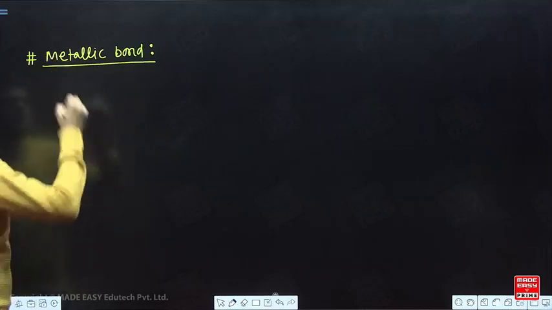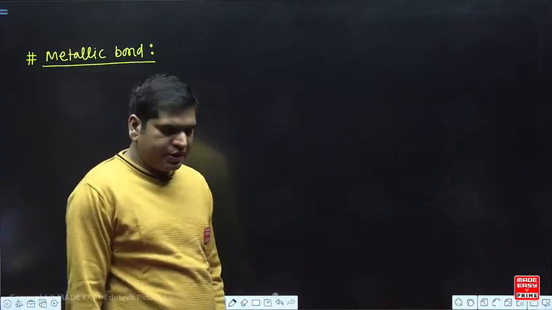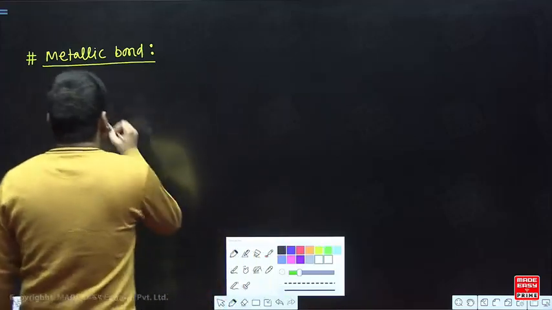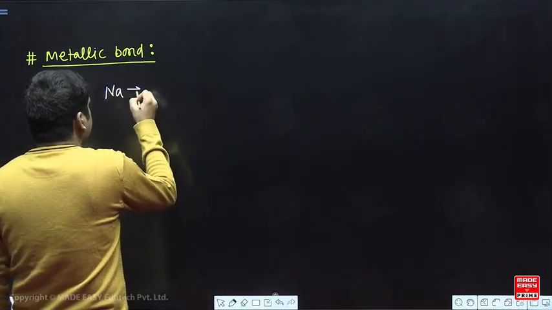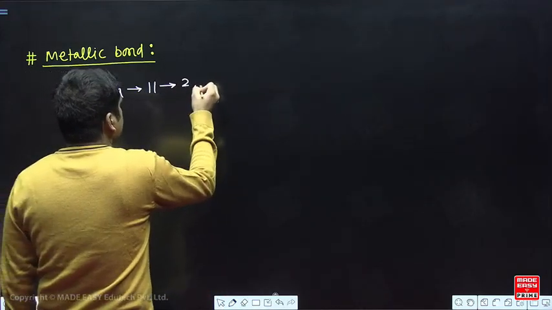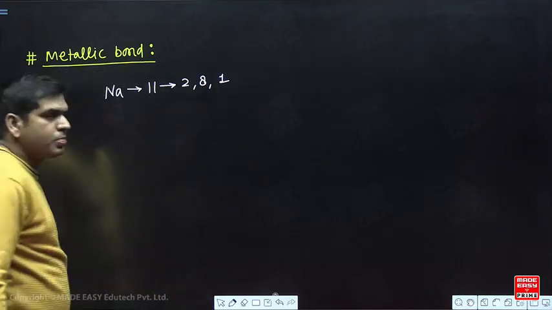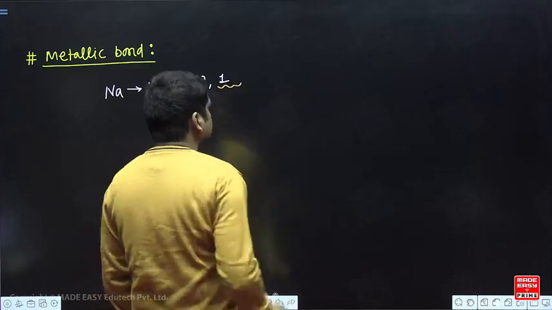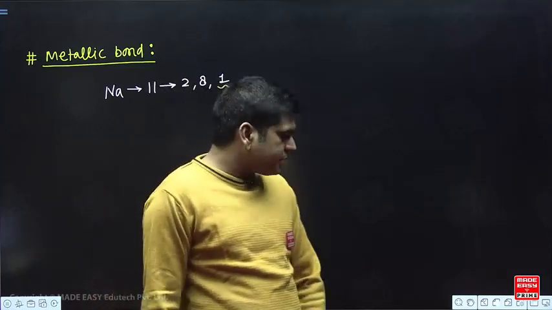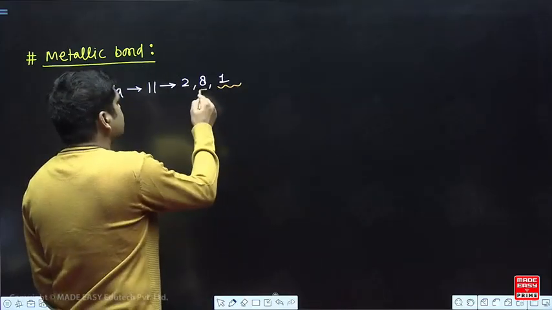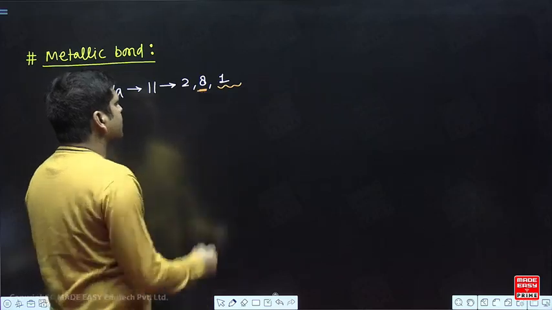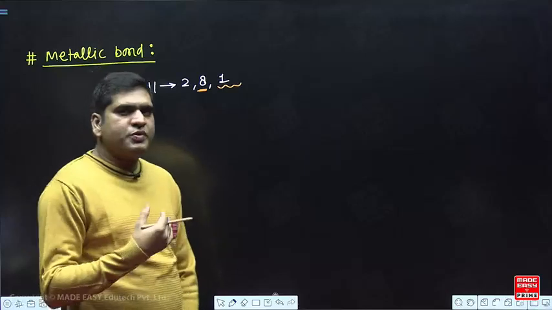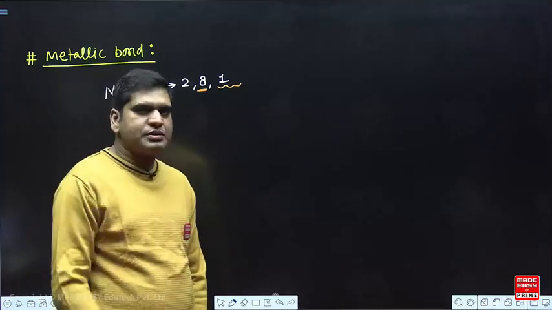Obviously the name suggests that it would be formed between metallic atoms. Take a metallic atom, for example, sodium. Sodium has atomic number 11, so it has 2, 8 and 1 electron. This sodium always has a tendency to give up its outermost orbit electron, because if it gives up this electron, then the inner orbit becomes the outer orbit and it will have a stable configuration. So all these metallic atoms have a tendency to give up their electrons.